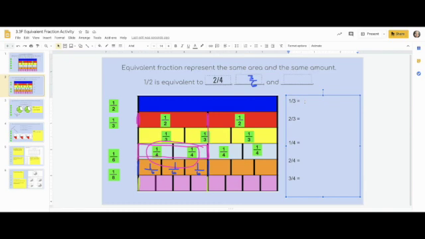Just double click and figure out what's equivalent to 1/3 using the same thing. Find 1/3 and then go down and find what fractions start at the same place and end at the same place. Add the fractions up and put what's equivalent to 1/3, what's equivalent to 2/3, 1/4, 2/4, and 3/4. And then we're ready for slide 3.